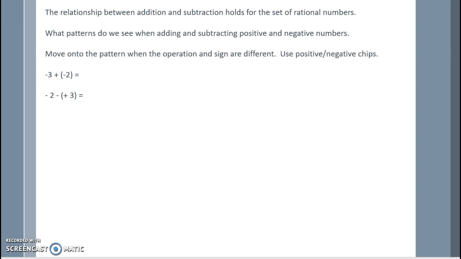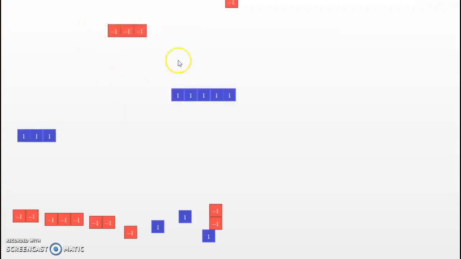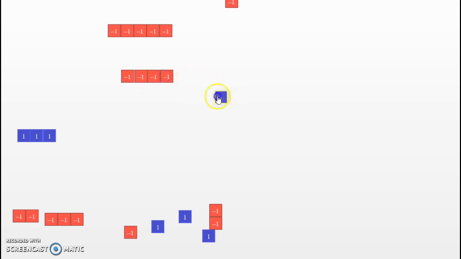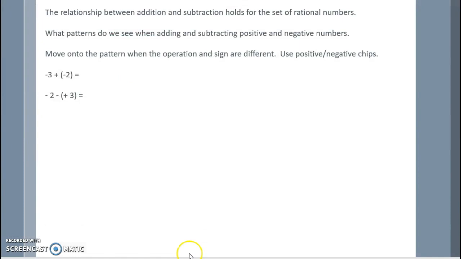Let's move on to when the operations and the signs are different. -3 plus -2 and -2 plus, minus a +3. So here I have -3 and I want to add in -2, which gives me -5. So I'm actually subtracting more. And -2 plus a -3 also means that I'm subtracting more. So two unlike signs means move in the negative direction or subtract.